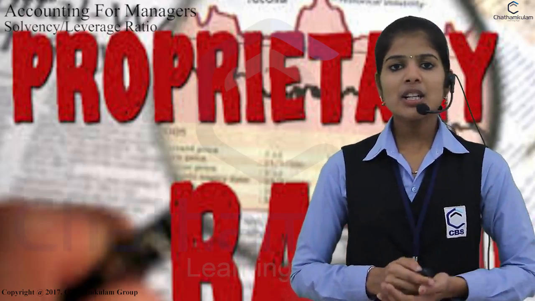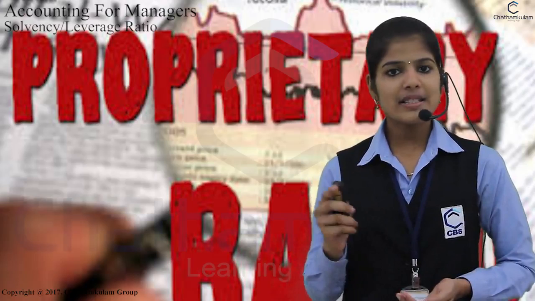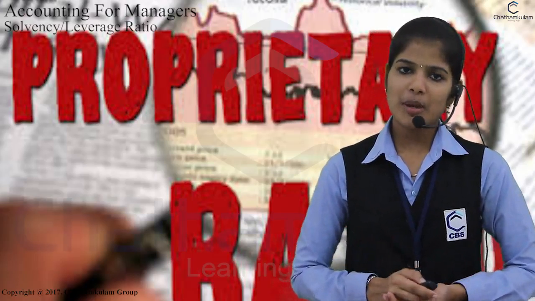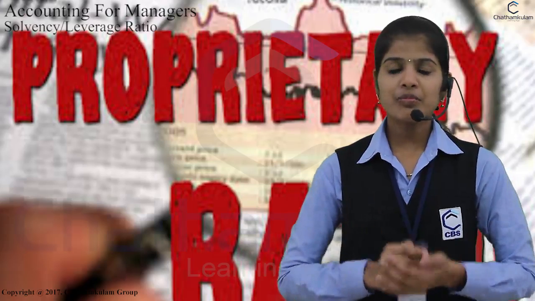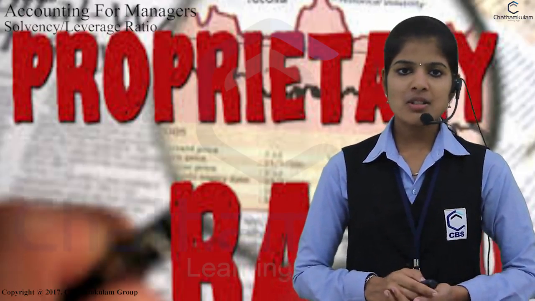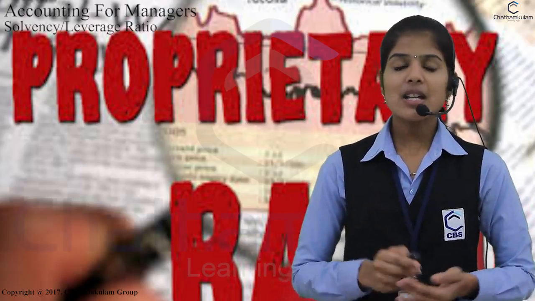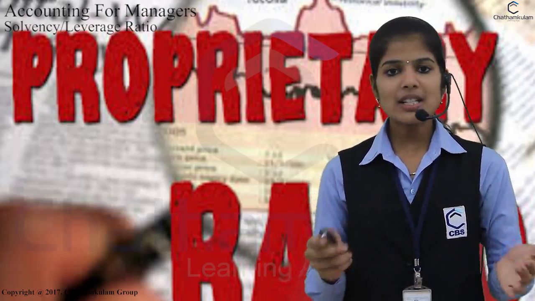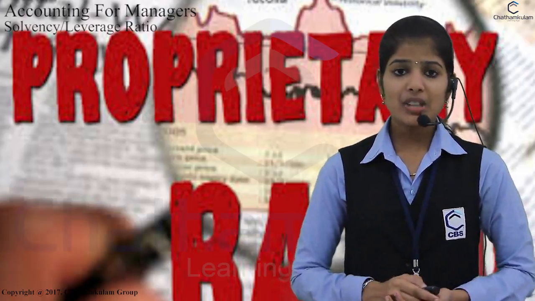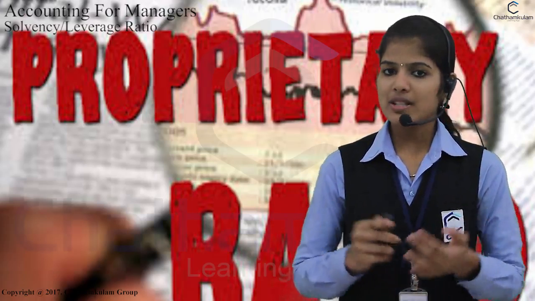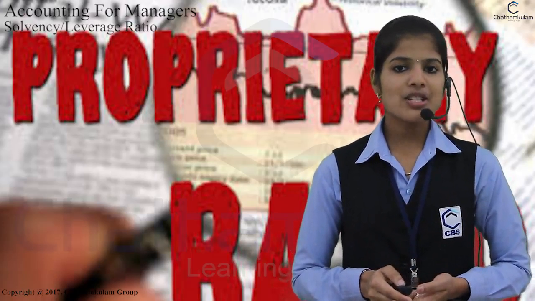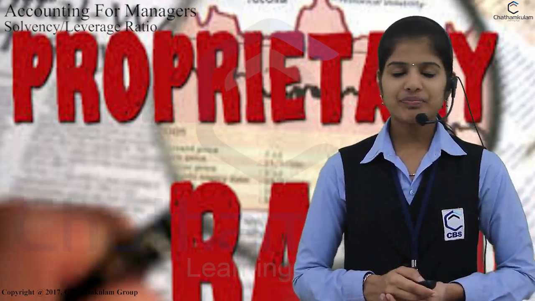A high proprietary ratio shows that a concern is less dependent on outside funds for capital. A high ratio suggests sound financial strength of a firm, due to the greater margin of owners' funds against outside sources of finance and the greater margin of safety for the creditors. A low ratio indicates a small amount of owners' funds to finance total assets and more dependence on outside funds for working capital.